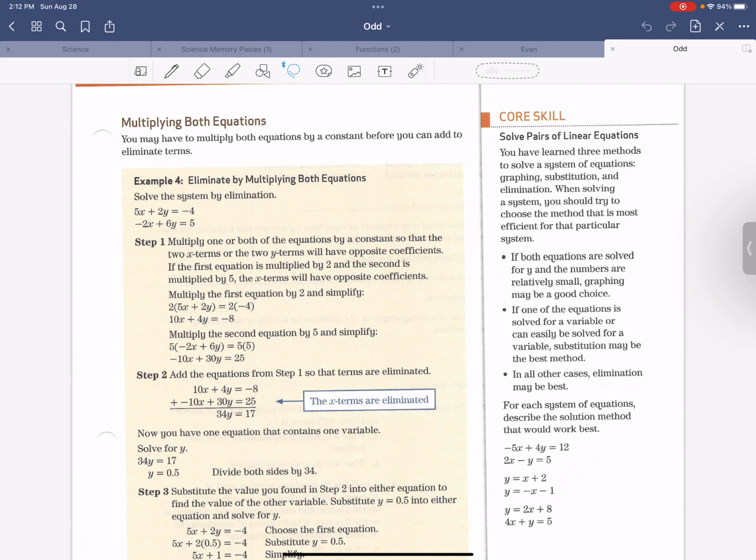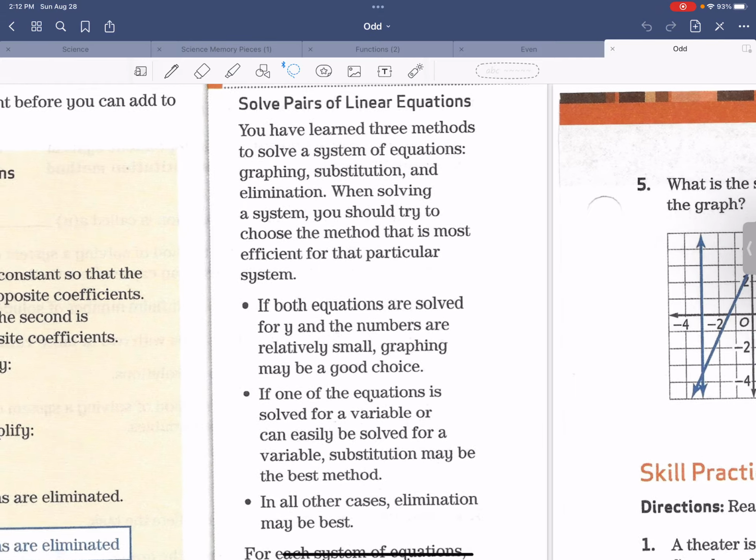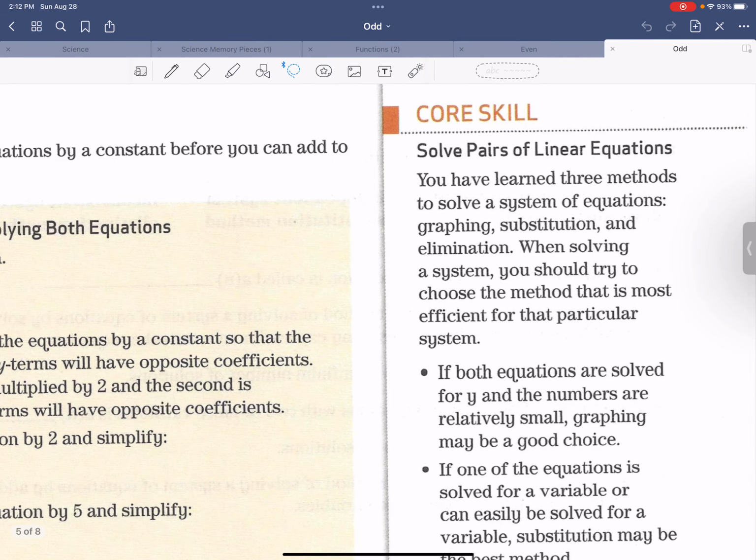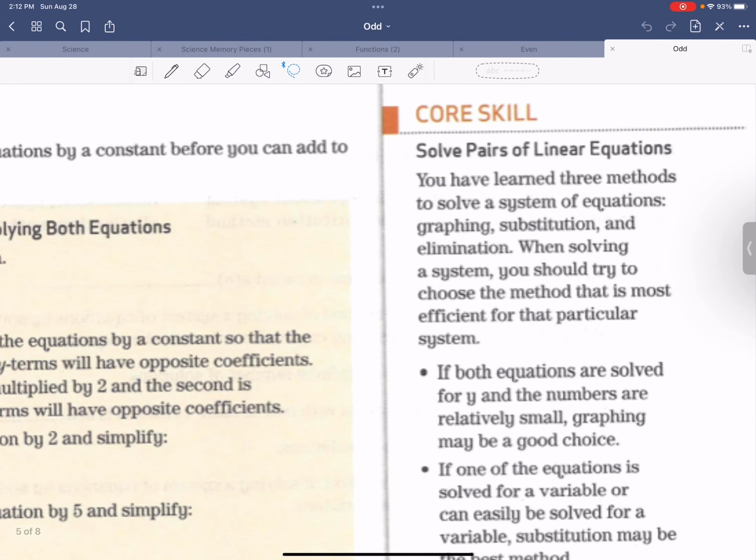Okay, this is the last problem on page 177. It's in the margin, and it's talking about a core skill. It's talking about when do I graph, when do I substitute, and when do I eliminate. So let's read through it and see what we've got here.